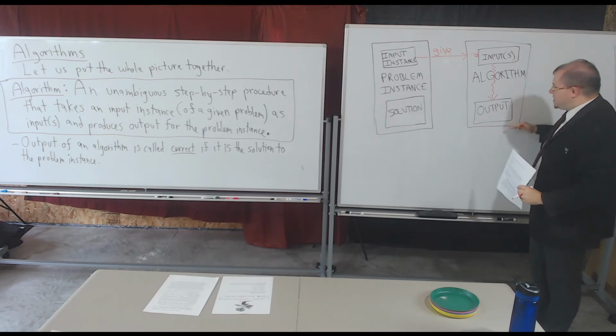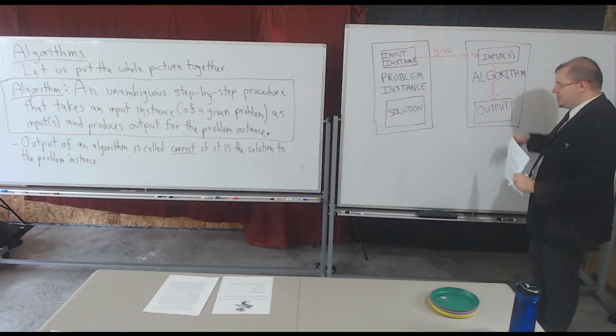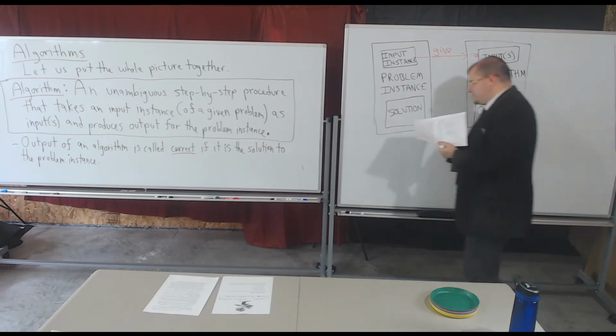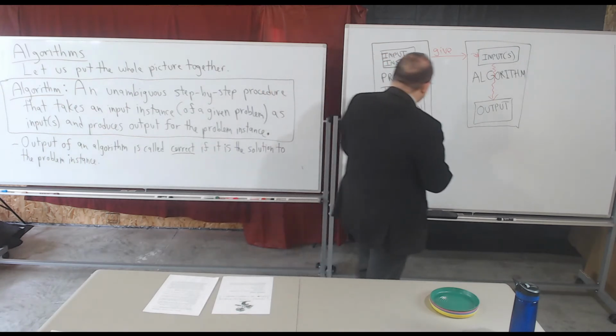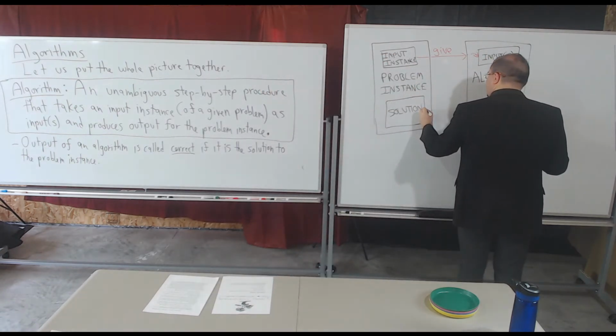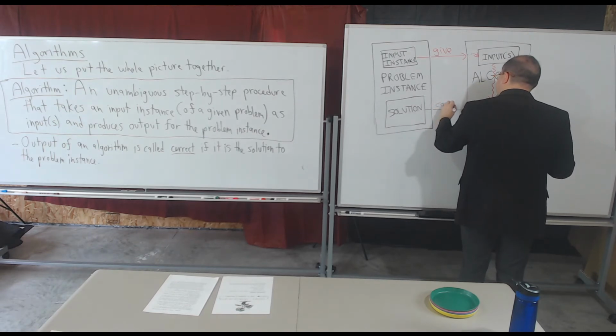That input gets processed by the algorithm using this step-by-step procedure to produce output. And then finally, we just do one last thing to determine if it's correct or not. We check if it's... we don't know if it's correct or not. We don't know if this is correct.